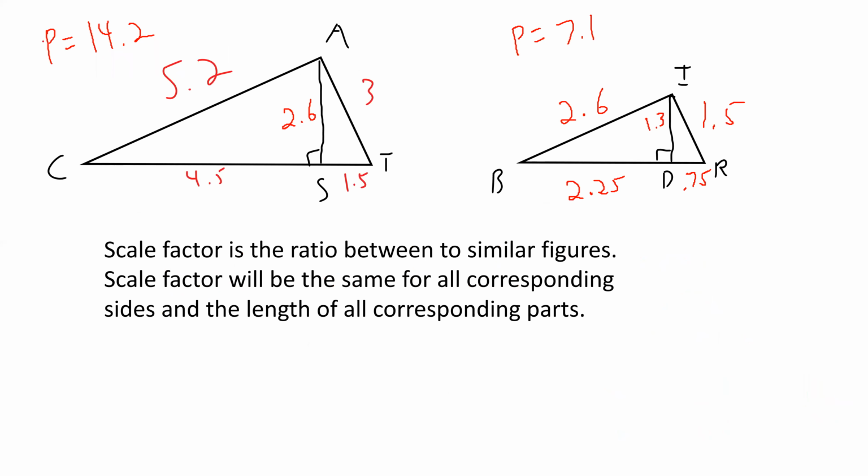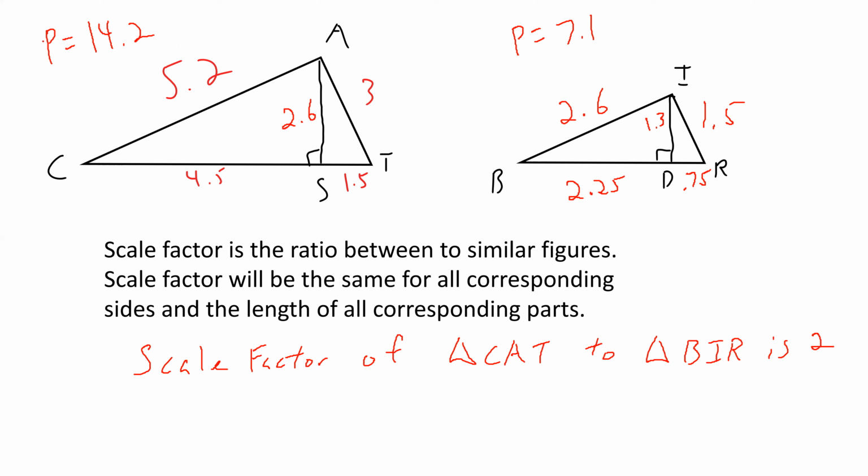Okay, so the other thing that we need to mention here, scale factor. Again, we talked a little bit about it. Scale factor is the ratio between similar figures. The scale factor will be the same for all corresponding sides and length of all corresponding parts. So again, any length measure that we have here, whether it's sides or any other piece, we will end up with the same scale factor. If we look at these two figures here, the scale factor of triangle CAT to triangle BIR is 2 to 1.